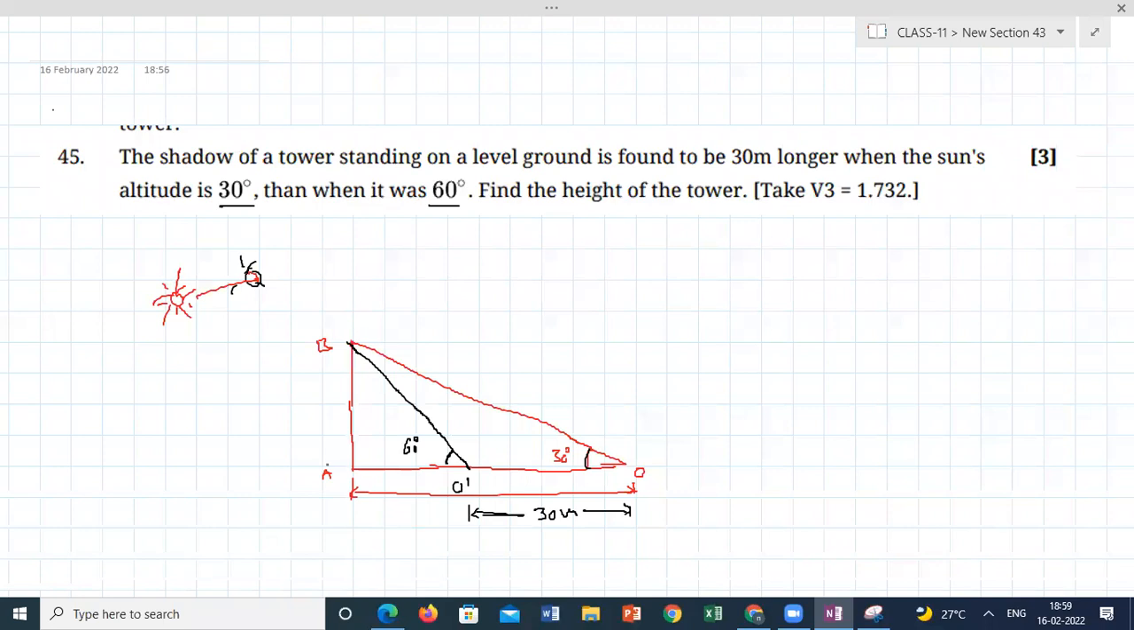So he is asking to find the height of the tower H. This is the diagram for this. This 30 meters is O O dash. So we need the H value. How to do this question? Is it clear? What is the question I am trying to say to you people? Students? Yes, sir. Please try to calculate.